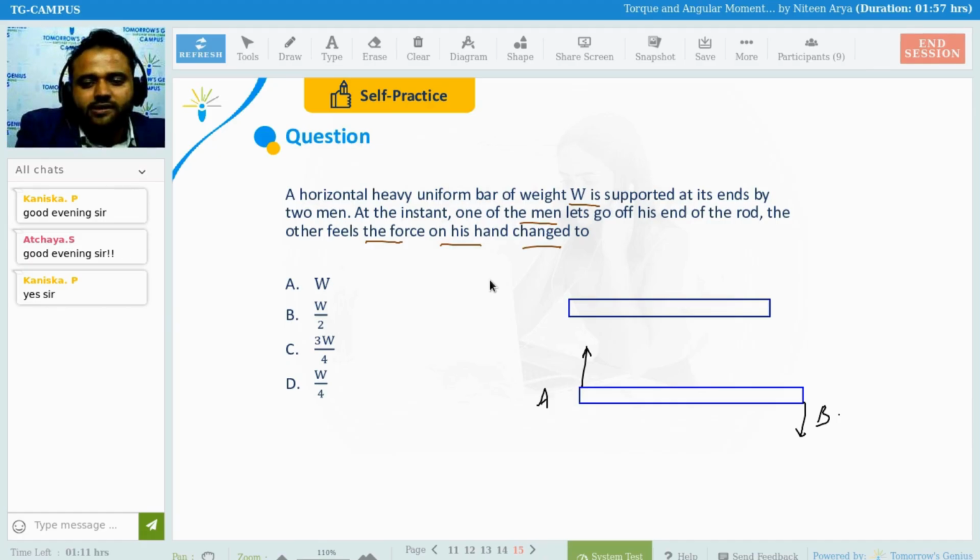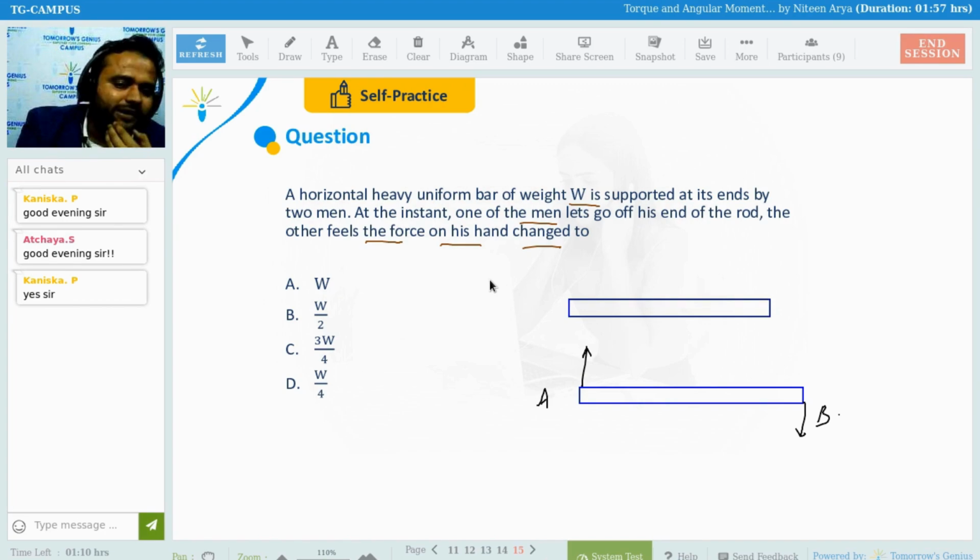Clear? So one of the men lets go of his hand of the rod, the other feels the force on his hand. So how much force does that particular person feel on his hand to overcome this? Obviously it is not going to be the same, but try to find it. That you need to tell me. Is this clear? So two things you require here. The first is the initial and final case, and torque tau equals I alpha. In one sense, you need I.